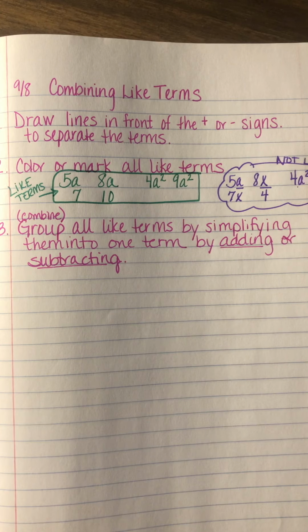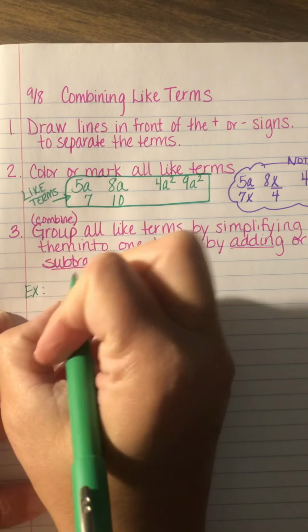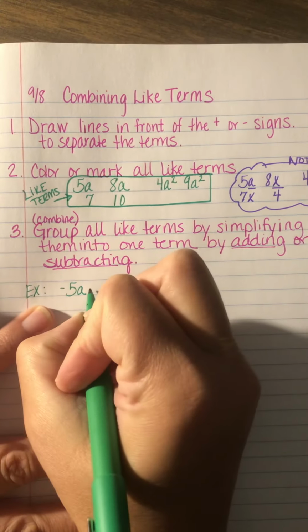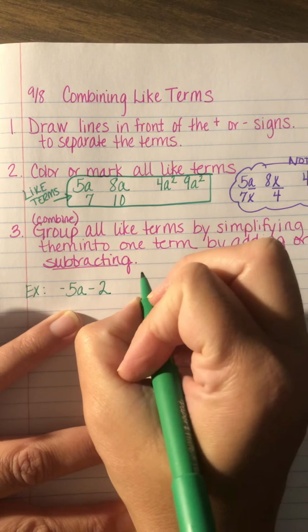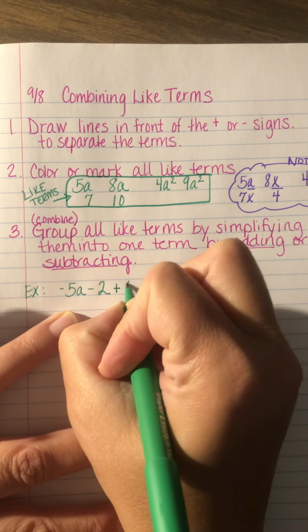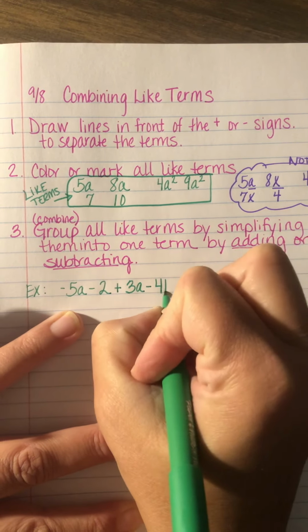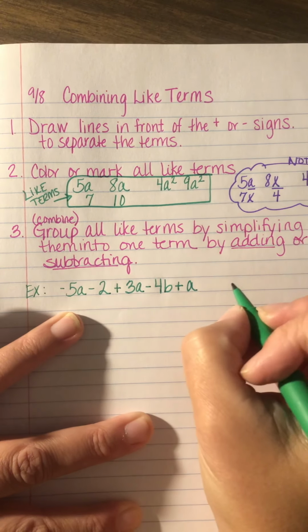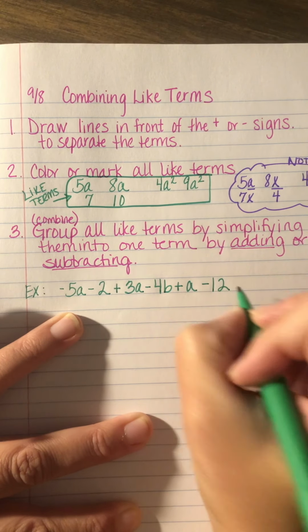Okay, so we're going to look at an example, and we're going to look at negative 5a minus 2 plus 3a minus 4b plus a minus 12.